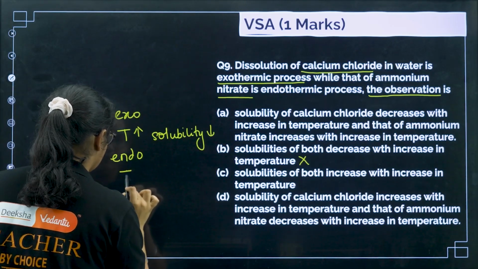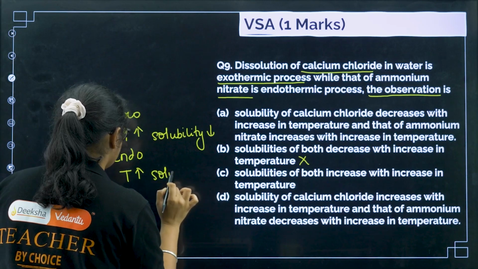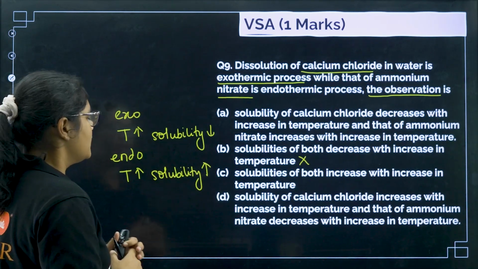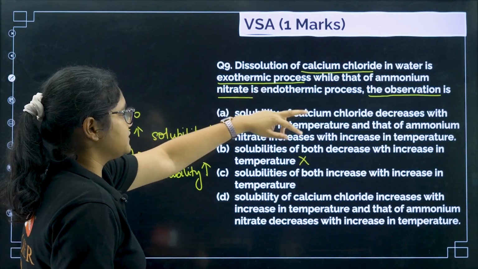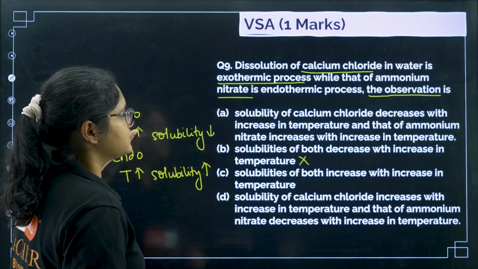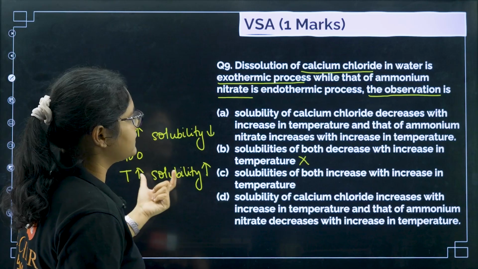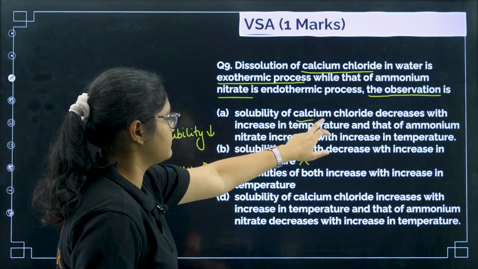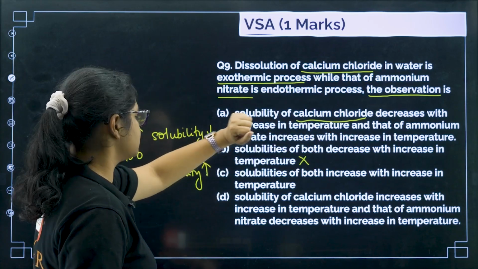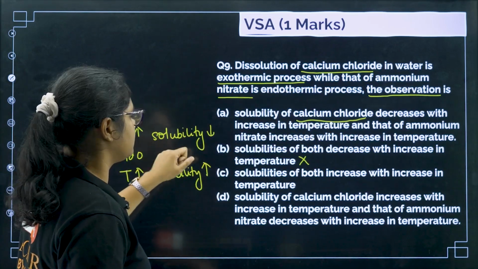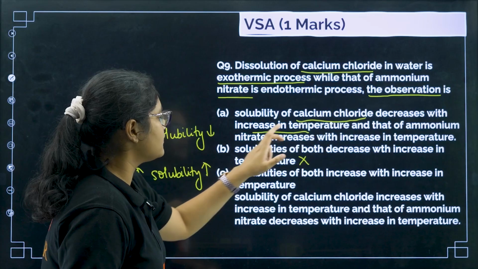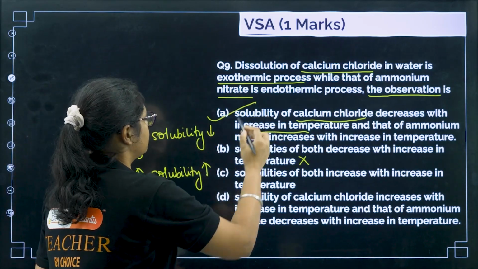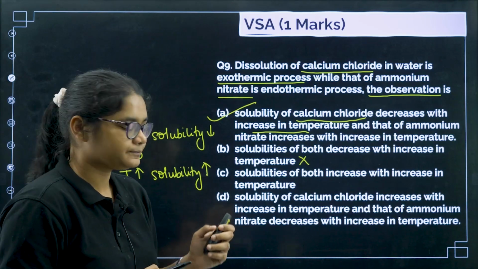Endothermic, temperature increases, solubility increases, right? So the first one: dissolution of calcium chloride in water is an exothermic process, while that of ammonium nitrate is an endothermic process. The observation is, solubility of calcium chloride, if it is an exothermic process, when you increase the temperature, it will decrease. So this part is correct. And that of ammonium nitrate increases with the increase in temperature, that is also correct. So option number A is the correct answer here.